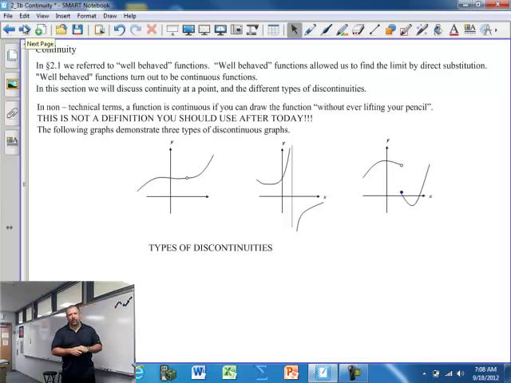What the heck is continuity? Well, before we got to this class, we said continuity was, I can draw a function without lifting up my pencil. Okay, well, that's an awesome definition. We're not going to ever use it again. Okay? So what do we got going on here?